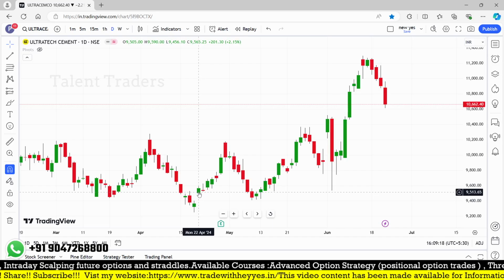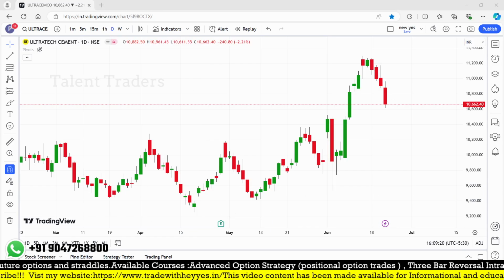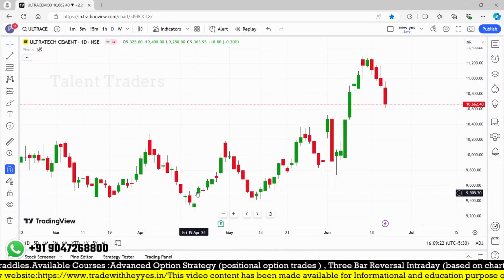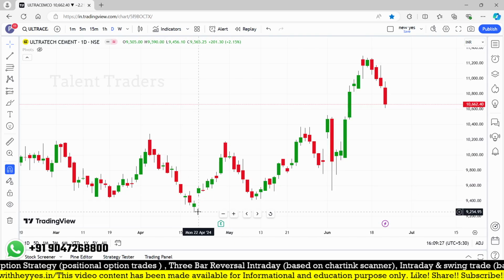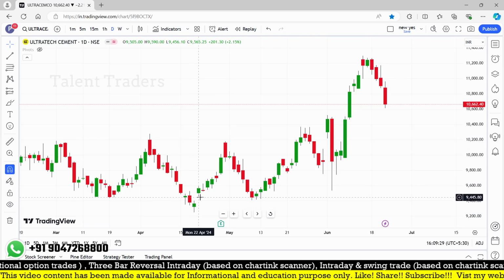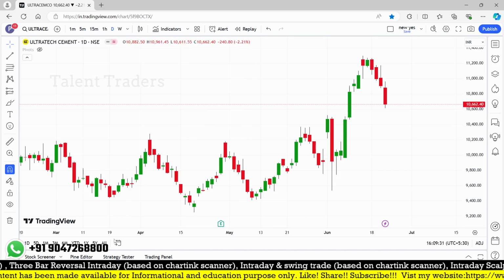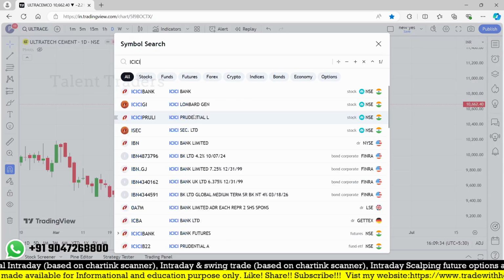So here is the swing opportunity on 22nd April. After that, from 9,500 it went up to 10,100. Maybe my stop loss is around 9,254. So near about 250 points, that is giving you the opportunity. And the next one is ICICI Bank.